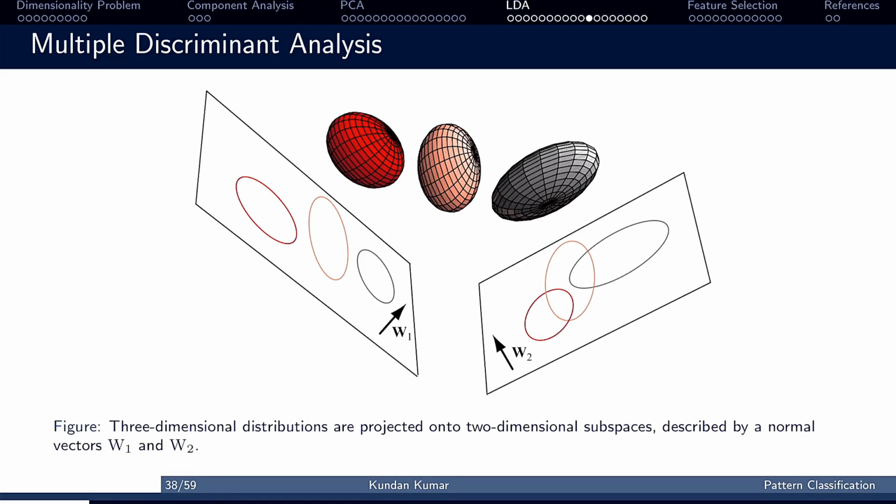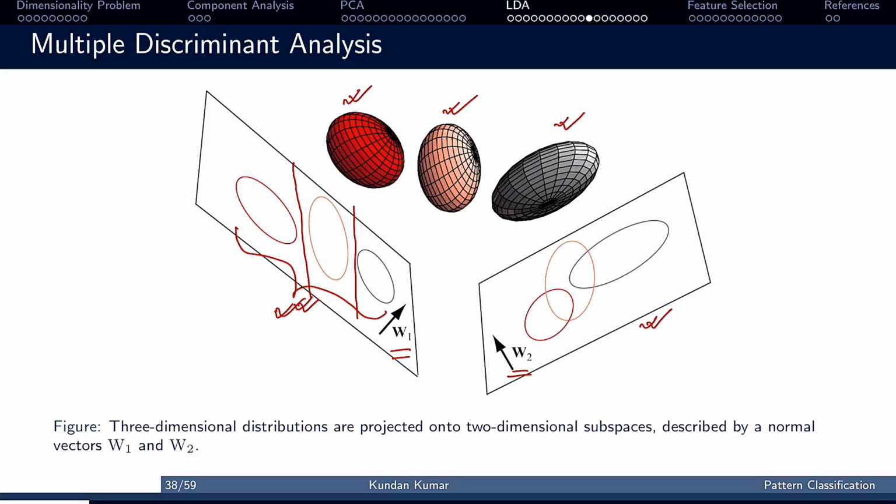Now look at this plot. Here three dimensional distributions are projected onto a two dimensional subspace that is described by the two normal vectors W1 and W2. Informally, we can say that the multiple discriminant method seeks the optimum subspace, that is, the one with the greatest separation of the projections. So here we have the greatest separation among these distributions in this two dimensional space.